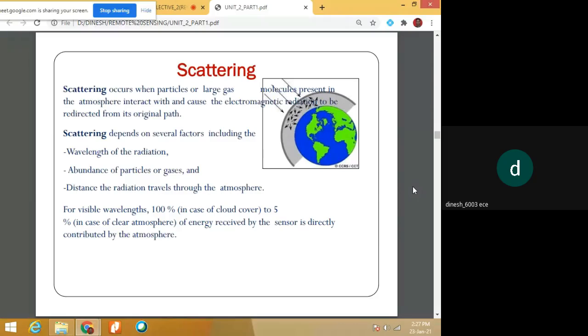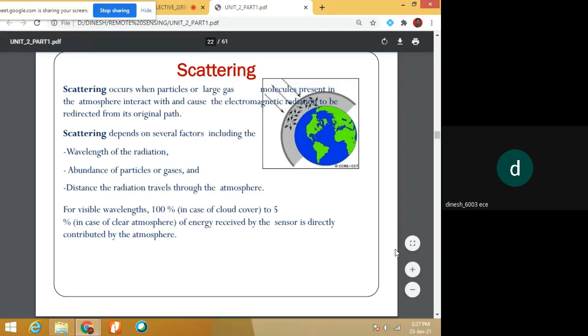scattering. Scattering occurs when particles or large gas molecules present in the atmosphere interact with the electromagnetic radiation, and it redirects it from its original path. That leads to scattering. The scattering depends upon several factors like the wavelength of radiation, the abundance of particles or gases present in the atmosphere, and the distance that the radiation travels through the atmosphere.